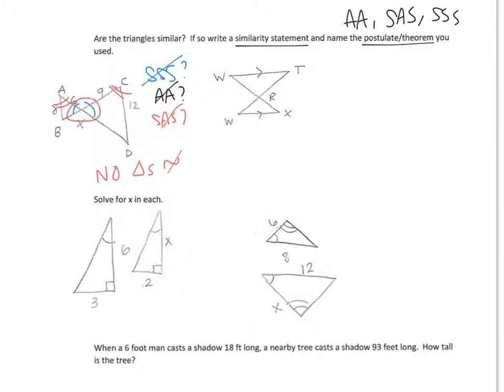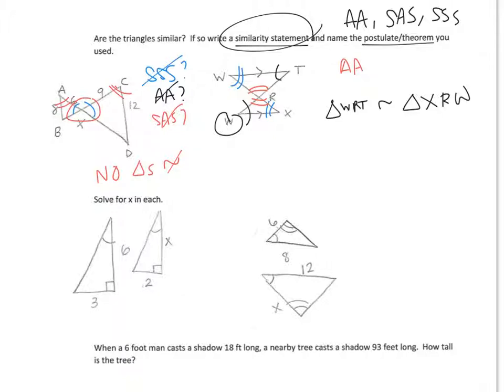And then next one, I have 2 parallel lines, and these are my transversals. So these angles are congruent, and these angles are congruent by alternate interior angles. And these angles are congruent by vertical angles. So this is going to be angle, angle. So the similarity statement is the triangles are similar. So now you have to match them up. So triangle WRT is similar to, so W matches up with X, R matches up with R, and then there's 2 W's right here. W again.